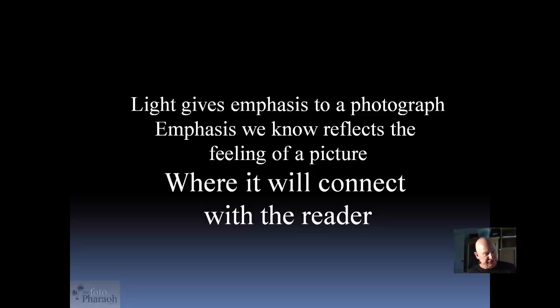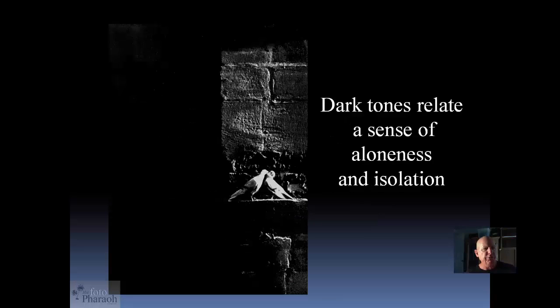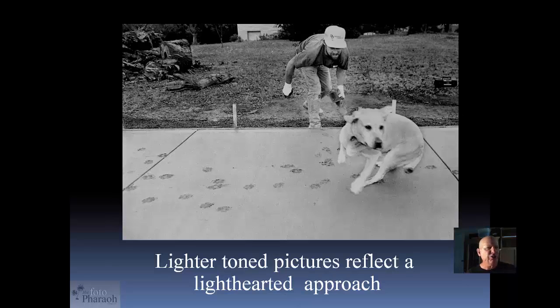You have an emotional reaction to every photograph you see. You accept or reject very quickly. What you want to do is connect with your reader at a deeper level so you will engage them in your photographs. Now, a quick breakdown of these two areas to start with is quite simple. Dark toned images relate a sense of aloneness or isolation, almost even a sense of foreboding. Regardless of the content, if the tones are that way, you will have that mood or feeling being conveyed to your subject. Likewise, a lighter toned image will be taken in a lighthearted approach.